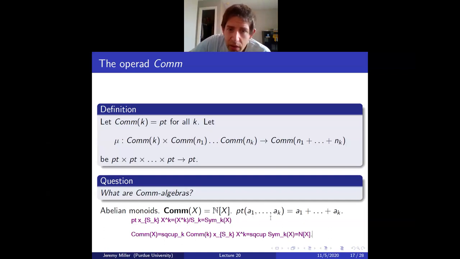And then concretely, what are these structure maps? So point evaluated on A1 through Ak, if A is an abelian monoid, then you just add them. So if you have an abelian monoid, the way you let point act is like this. And last time we talked about how algebras over this monad are monoids. Any questions on this example?